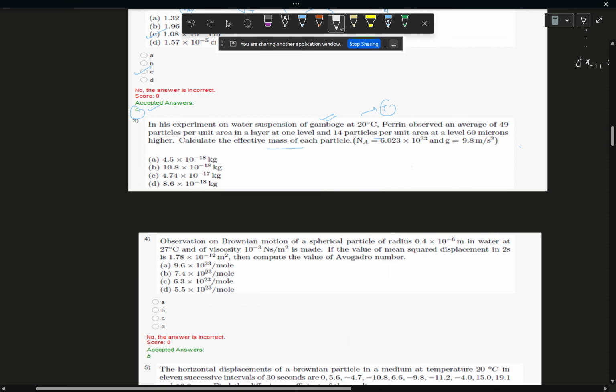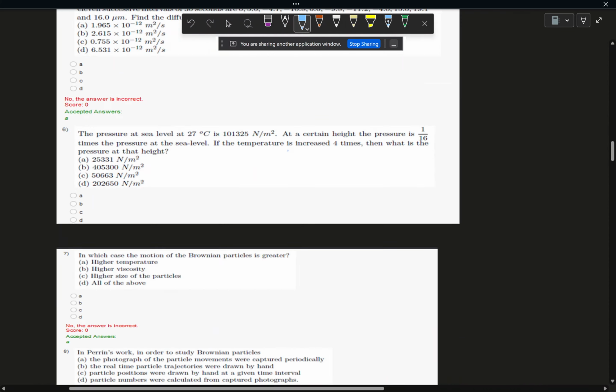So we have to calculate now. The information given to us is the temperature, and the average of 49 particles per unit area. So the number of particles per unit area in a layer is given. In the formula we have the quantity as small n, which is the number of particles per unit volume, but here they have given you the particle number per unit area for one level, let's say at Z0, and another level after a height of 60 micron, they have given that the number of particles per unit area is 14.